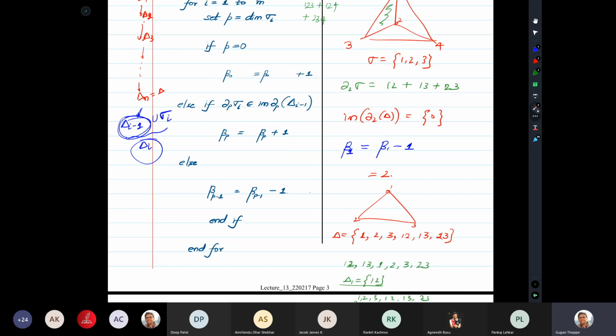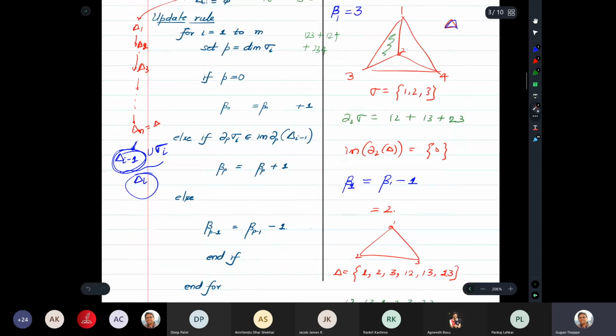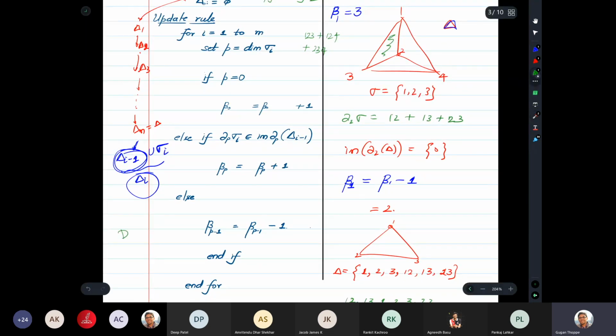So maybe I'll pause here. Let me know if there are any questions with regards to this incremental algorithm. Okay, so this algorithm was proposed by Delfinado and Edelsbrunner. I don't remember the year, I think it is 92 or 93. So you can see that this algorithm is almost 30 years old, right? This is, in some sense, a basic algorithm to tell you how to compute the Betti numbers in an incremental fashion.